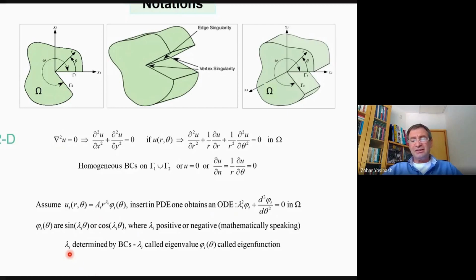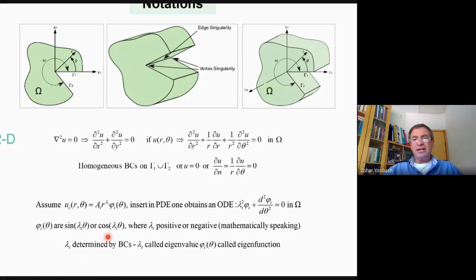These lambdas are determined by the boundary conditions. So once I have the solution r to the lambda i phi i of theta multiplied by a factor, I can then go and try to satisfy the boundary conditions. And when I try to satisfy the boundary conditions, I will determine these lambda i's so that I don't obtain only a trivial solution, which is u equals 0. And I will have an infinite number of these lambda i's. And for each lambda I will have the phi i's, which are either sine or cosine functions.